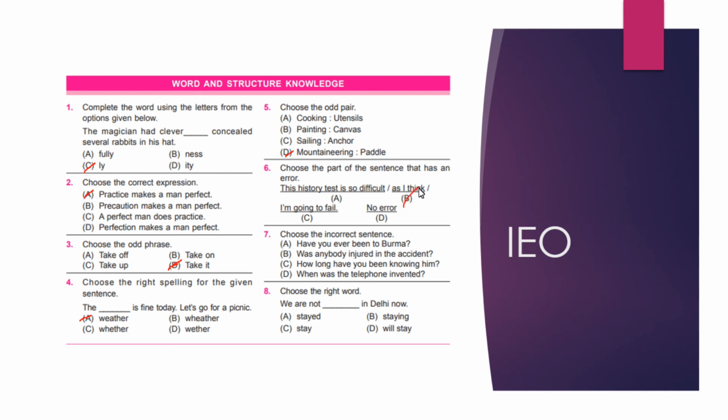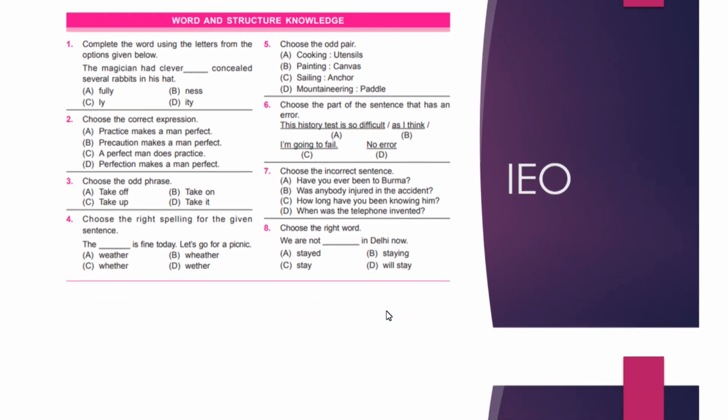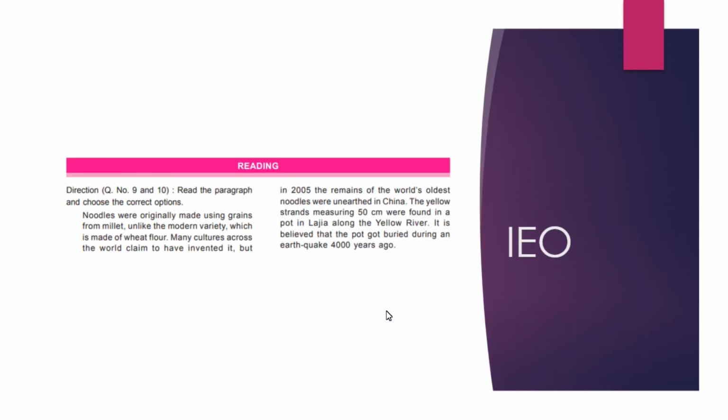Choose the incorrect sentence. How long have you been knowing him? That is incorrect. We'll select this option for now. Have you ever been to Burma is correct. Was anybody injured in the accident is correct. When was the telephone invented is correct. Choose the right word. We are not staying in Delhi right now. Not staying. Obviously. English Olympiad, everybody will get it right.